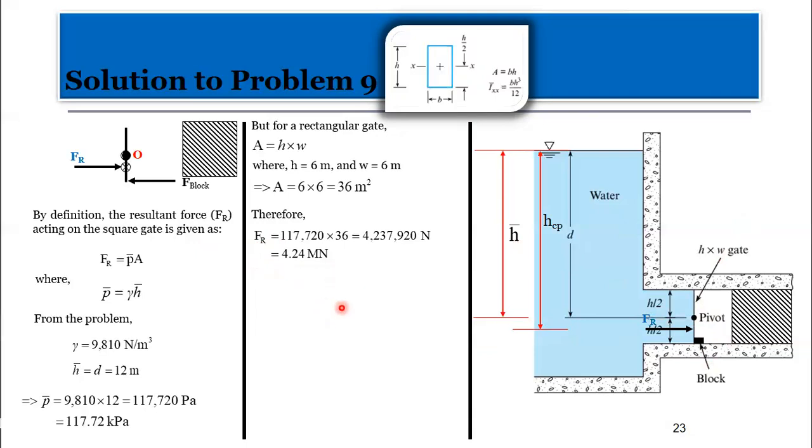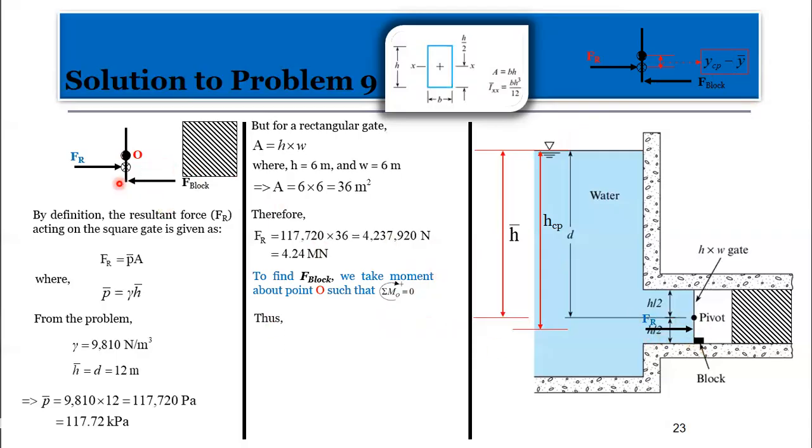So now we need to find the F block, right? To find that, we take moment about point O, which is the hinge. Our O is the pivot, right? Good. Also notice that we still need to know the distance here, which is YCP minus Y bar. The O here is actually the centroid. That's what I indicated here.